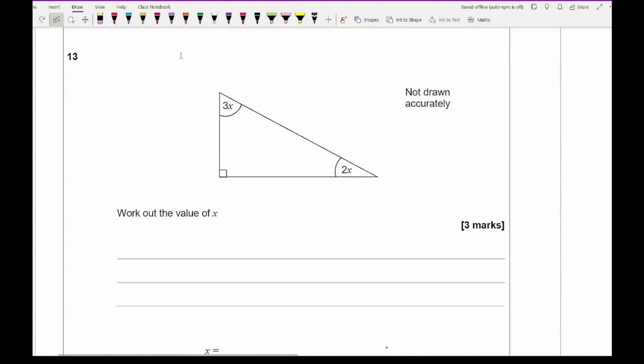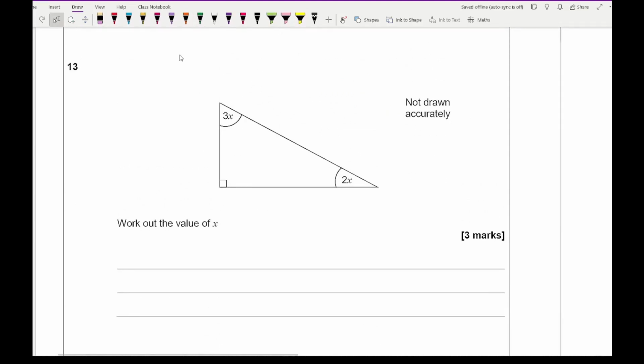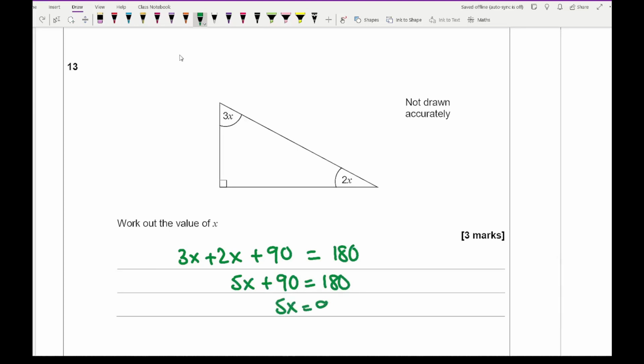Moving on to question 13, it says work out the value of x. Well, we know that all angles inside a triangle add up to 180. So 3x plus 2x plus 90 equals 180. 5x plus 90 equals 180. So 5x equals 90, and then divide by 5, and I get x equals 18 degrees.